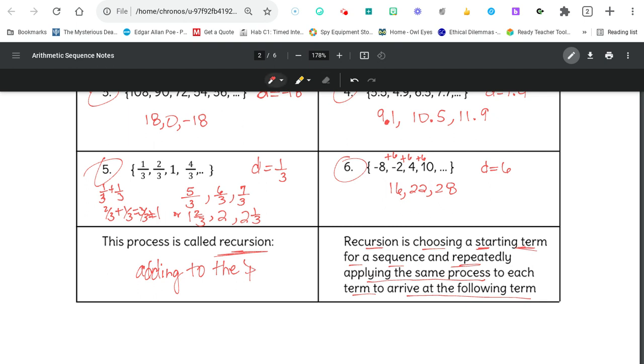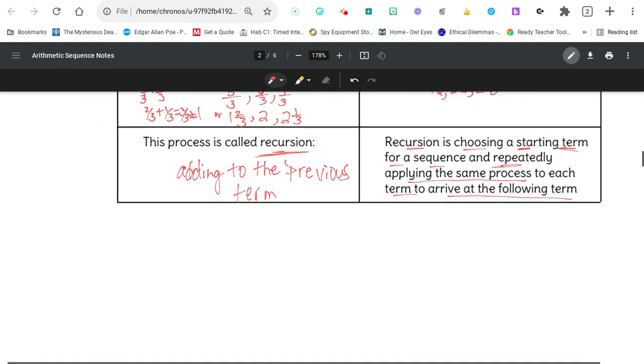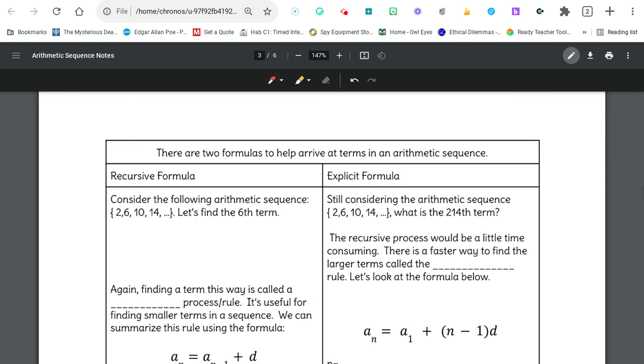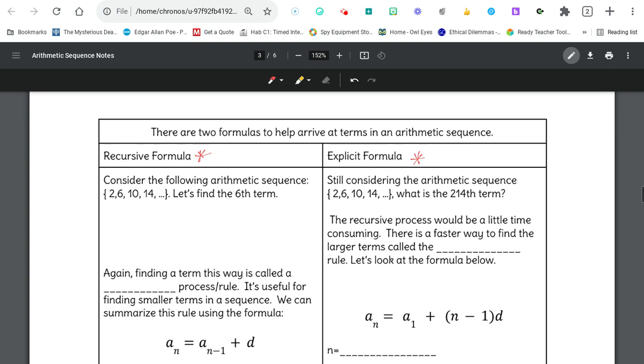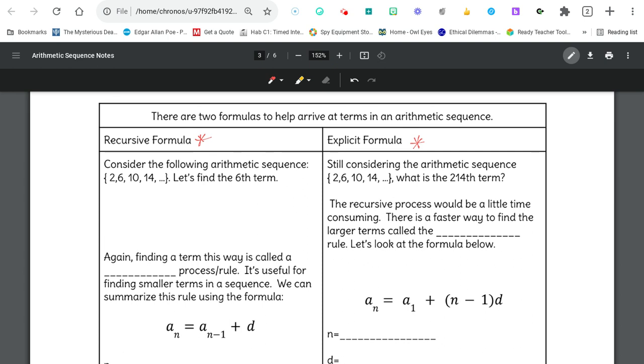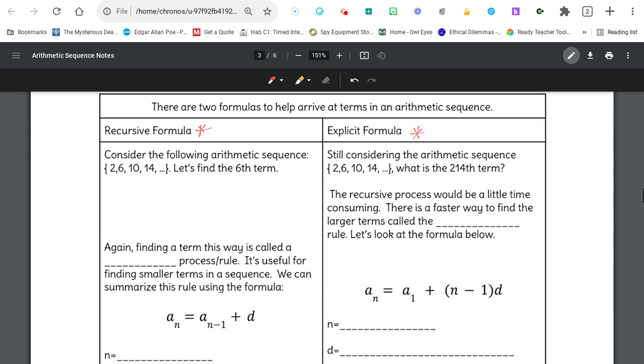When I say add, I mean add a positive or add a negative. Basically, add or subtract. But there are actually two ways you can get terms in an arithmetic sequence. One is called the recursive formula, from recursion, and the other one is called the explicit formula. So I'm going to tie those together on this page. It says there are two formulas that help arrive at terms in an arithmetic sequence.